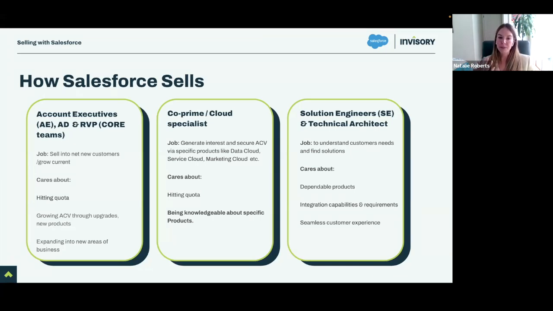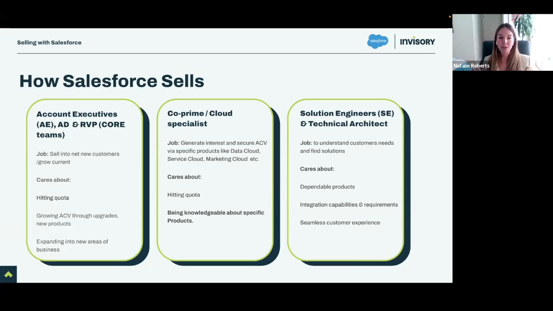So some examples of Salesforce clouds that have co-primes are Marketing Cloud, Commerce Cloud, Data Cloud, and Service Cloud. So if you have built an integration into one of those clouds, you might actually end up having more success in working with those co-prime teams than you would with the core AE.